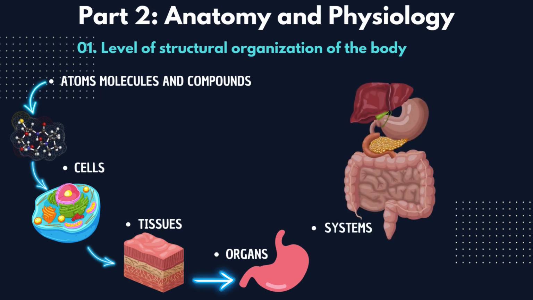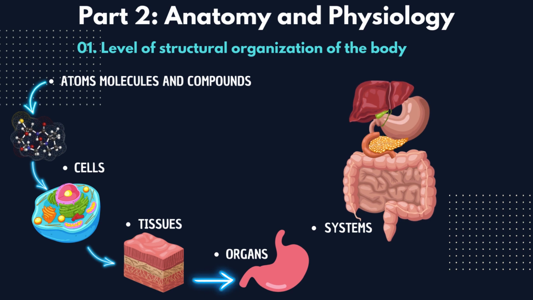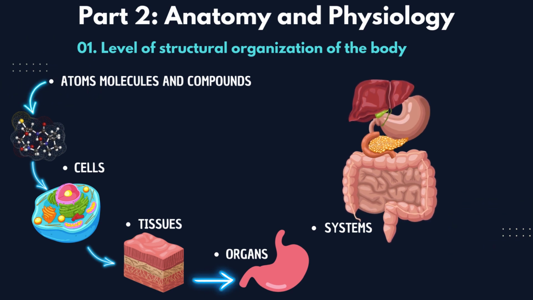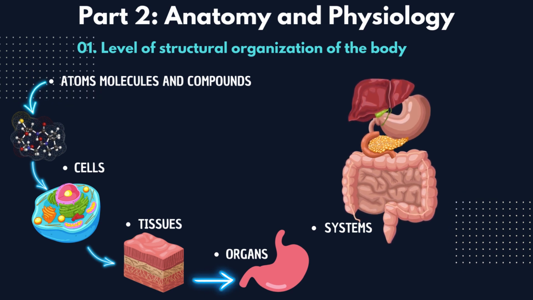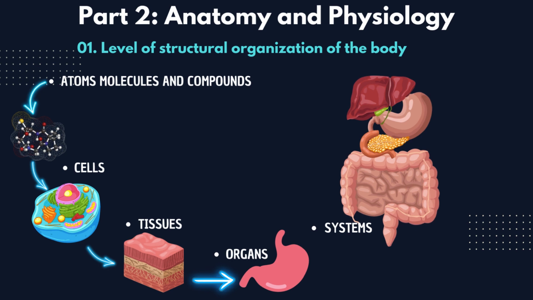It is a group of organs that work together to perform a major function. For example, digestive system, which contains several organs like esophagus, stomach, pancreas, and intestine. All these organs work together as a system and perform the major function of digestion of the food.